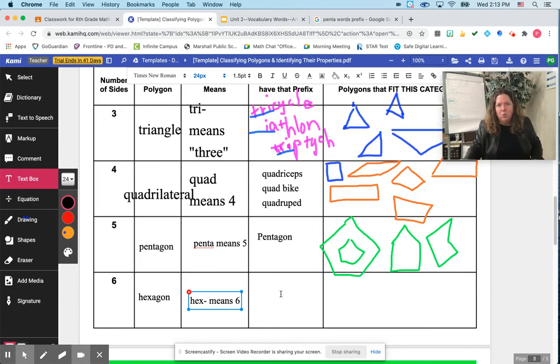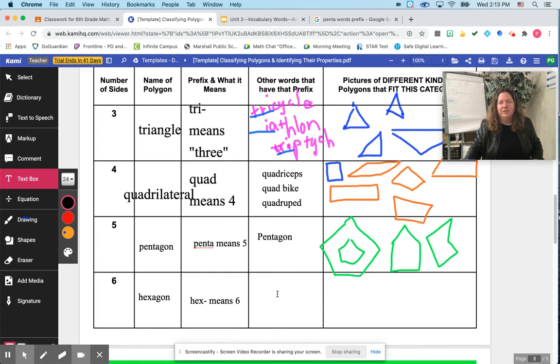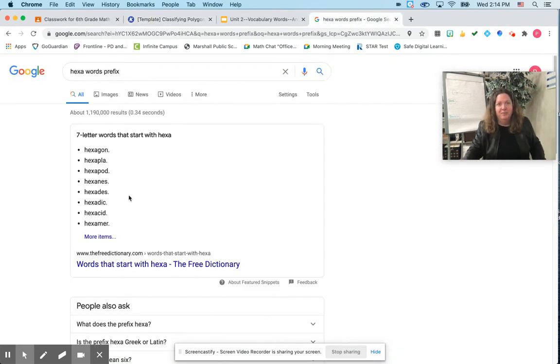So what other words start with the prefix hex? Can you think of any? Pause and write that in. All right, I had question marks. I couldn't think of any other hex words that I knew. So I went to Google, which maybe you did too, and look what it showed me. None of those are words that are going to help me remember.